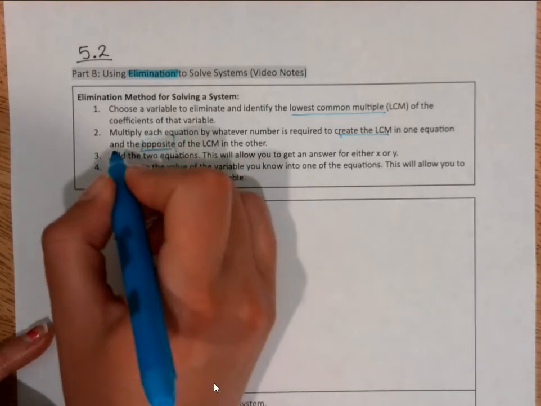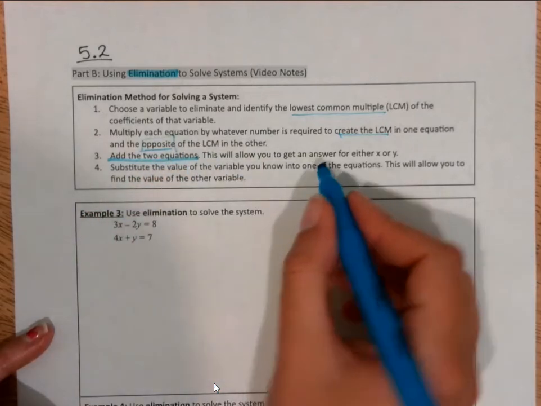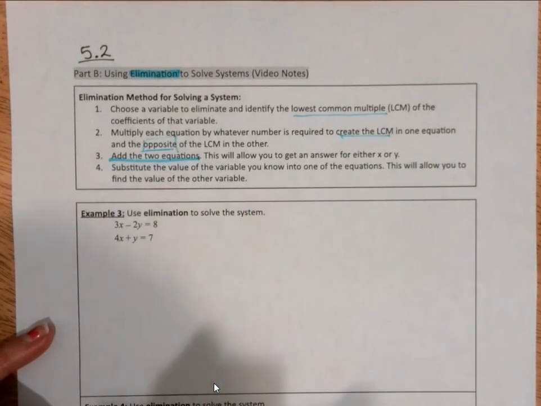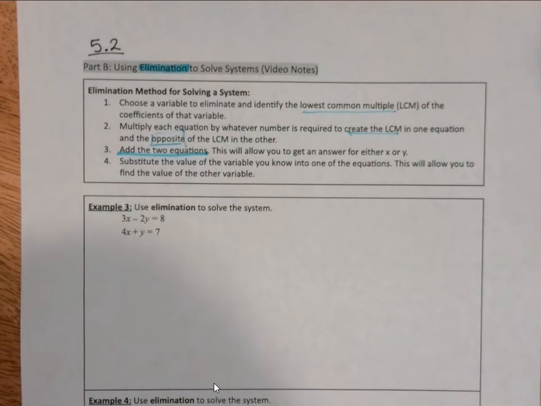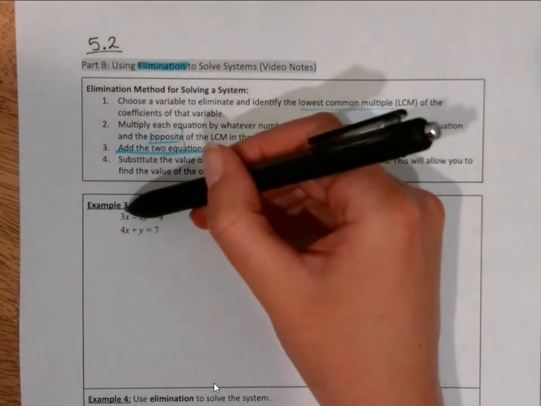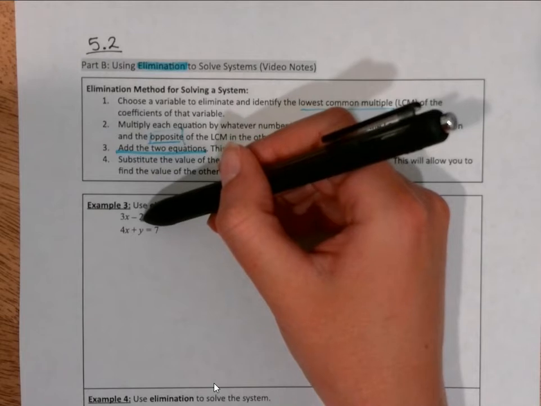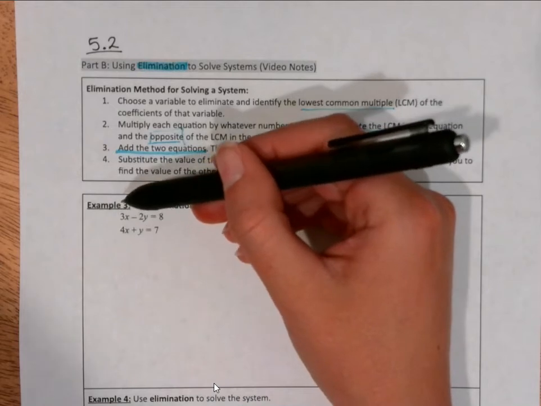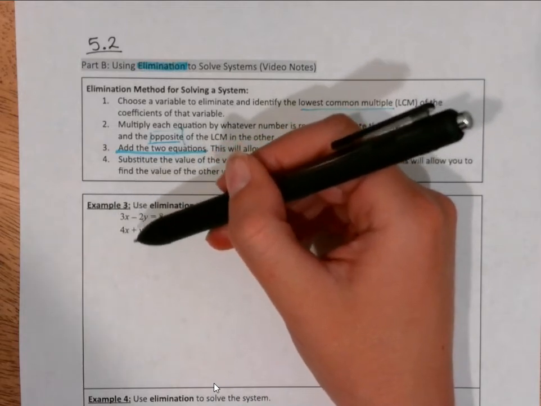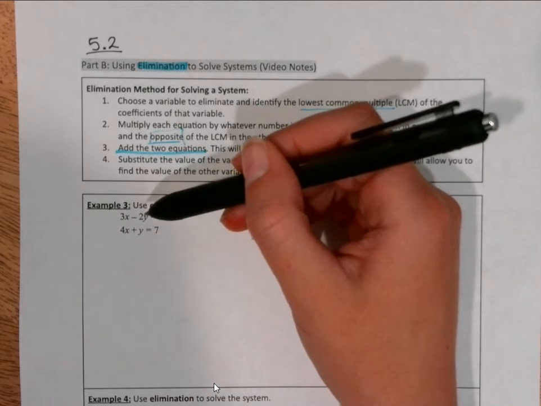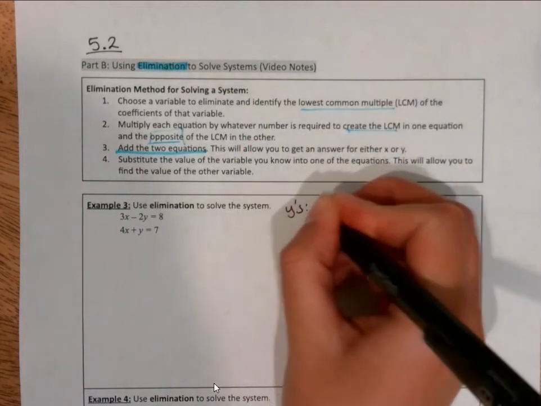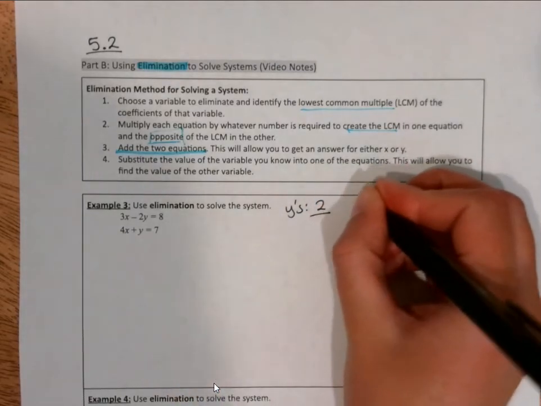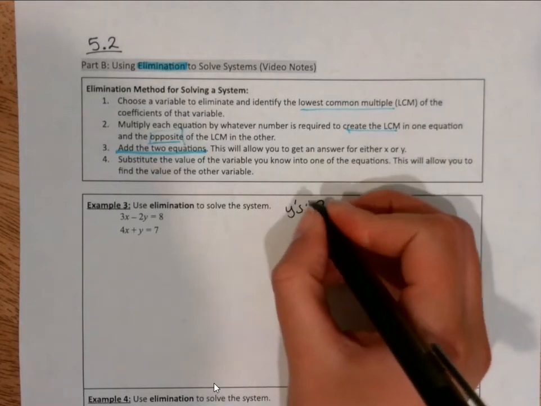Then we'll add the two equations together. That's going to allow us to get an answer for either x or y. Then I substitute the value of the one I find to find the value of the other. Okay. So what I look at first is my x's and my y's, and I try to find which one has the smallest least common multiple. For example, the least common multiple between 4 and 3 would be 12, and 2 and 1 would be 2. So y has the smallest least common multiple. So we're going to use the y's with an LCM of 2. That's the smallest. Just for reference, the x's would have been 12, so we're going to go for the y's.